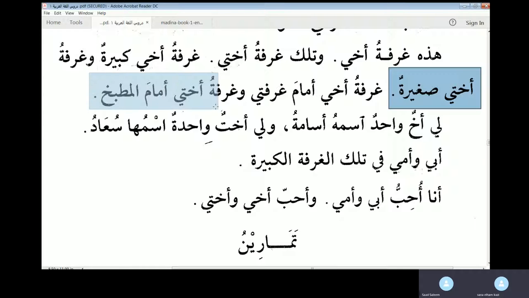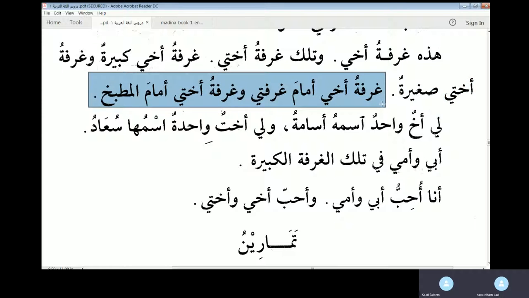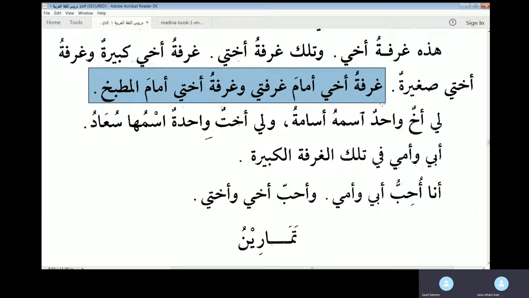Ghurfatu akhi amama ghurfati wa ghurfatu ukhti amama al-matbakhi. So my brother's room is in front of my room, and my sister's room is in front of the kitchen.